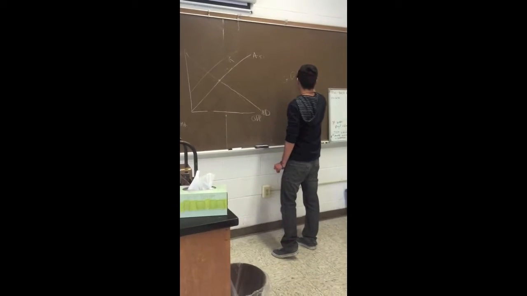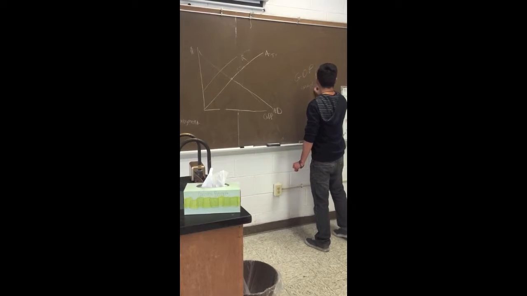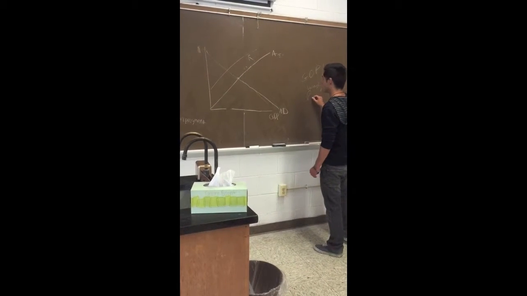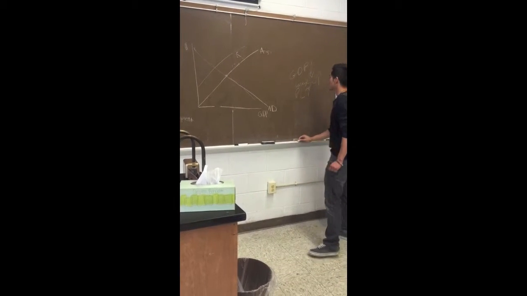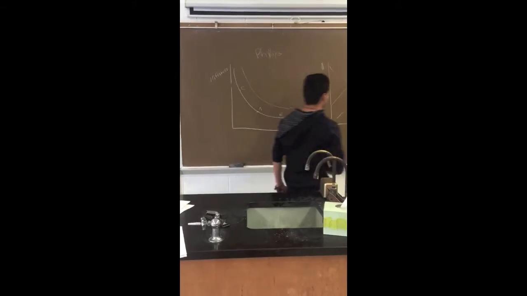If aggregate supply shifts left, GDP is decreasing, unemployment is increasing, and the price level is increasing. So that means that the Phillips curve will shift to the right, because unemployment is increasing and the price level is increasing.